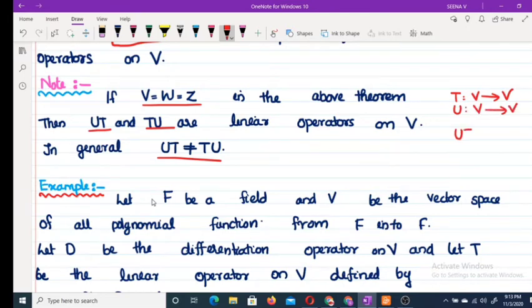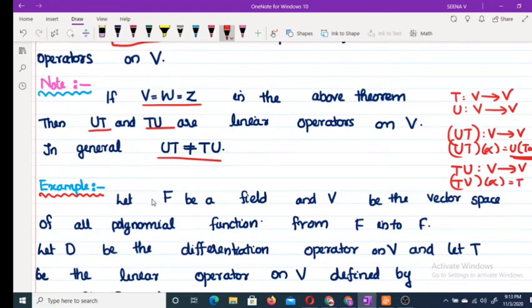Therefore, UT is a map from V to V defined as UT of alpha equal to U of T alpha. This is a linear transformation we have already proved. Now, what is the map TU? TU is again a map from V to V, and TU of alpha equal to T of U alpha. We can easily prove TU is also a linear transformation.